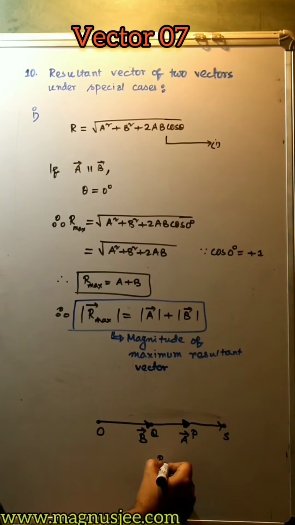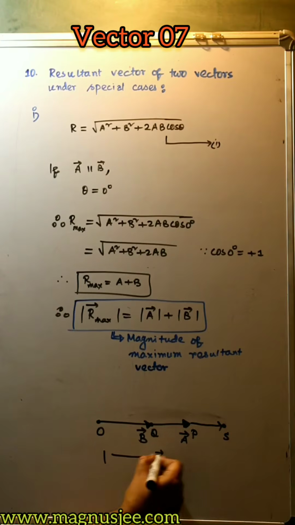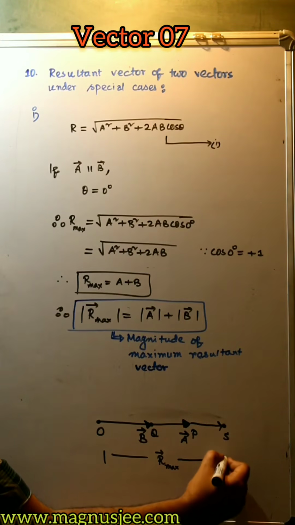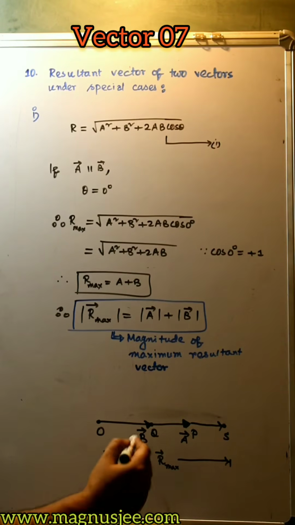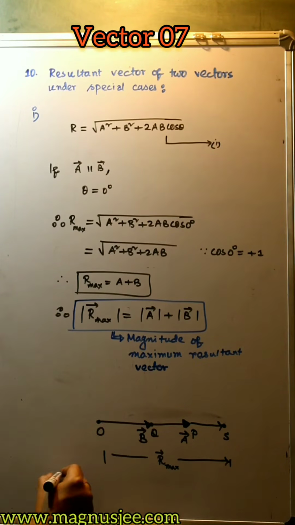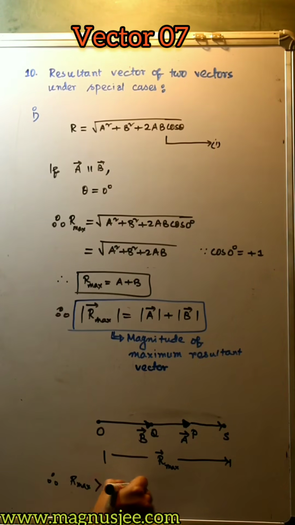And if we add vector A and vector B, in that case we get the maximum resultant vector, and the maximum resultant vector R max will be represented in magnitude and direction by the straight line OS. According to the diagram or mathematical expression, R max is greater than A and also R max is greater than B. That means the maximum resultant vector will be greater than both the vectors A and B.